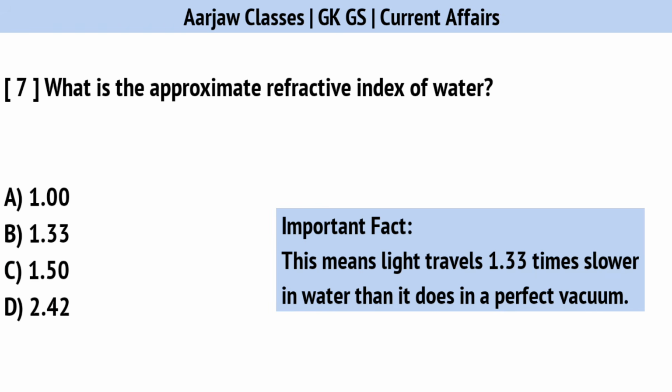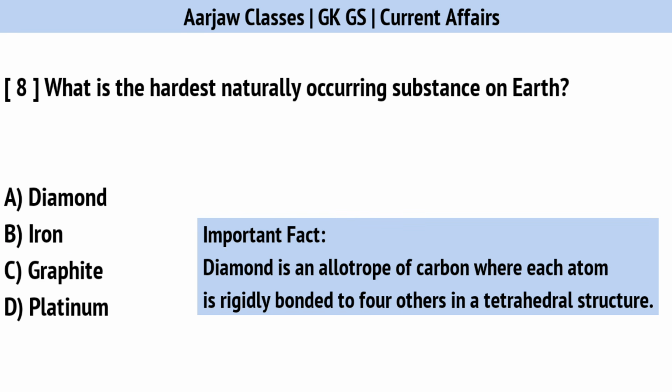What is the approximate refractive index of water? Correct option is B, 1.33. What is the hardest naturally occurring substance on Earth? Correct option is A, diamond.